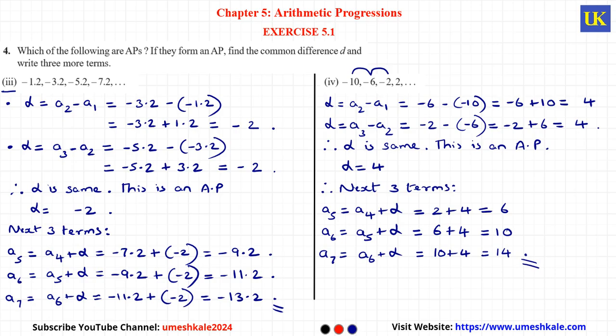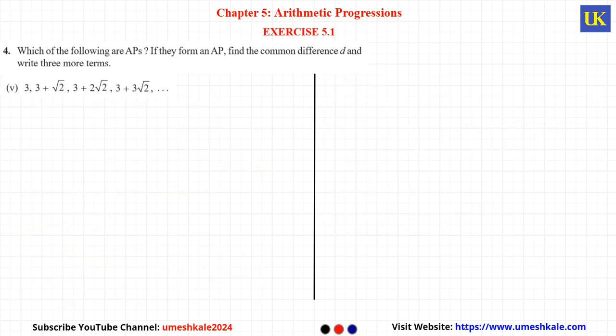Now we'll see sub question 5 on the next page. Now we will see sub question number 5. So first we need to calculate D, whether it is same or not we need to find out. So A2 is 3 plus root 2 minus A1 is 3. So here you see guys, here we have plus 3, nothing is there means plus, and here we have minus 3. So plus minus will get cancelled, and what we have is D, which is root 2.